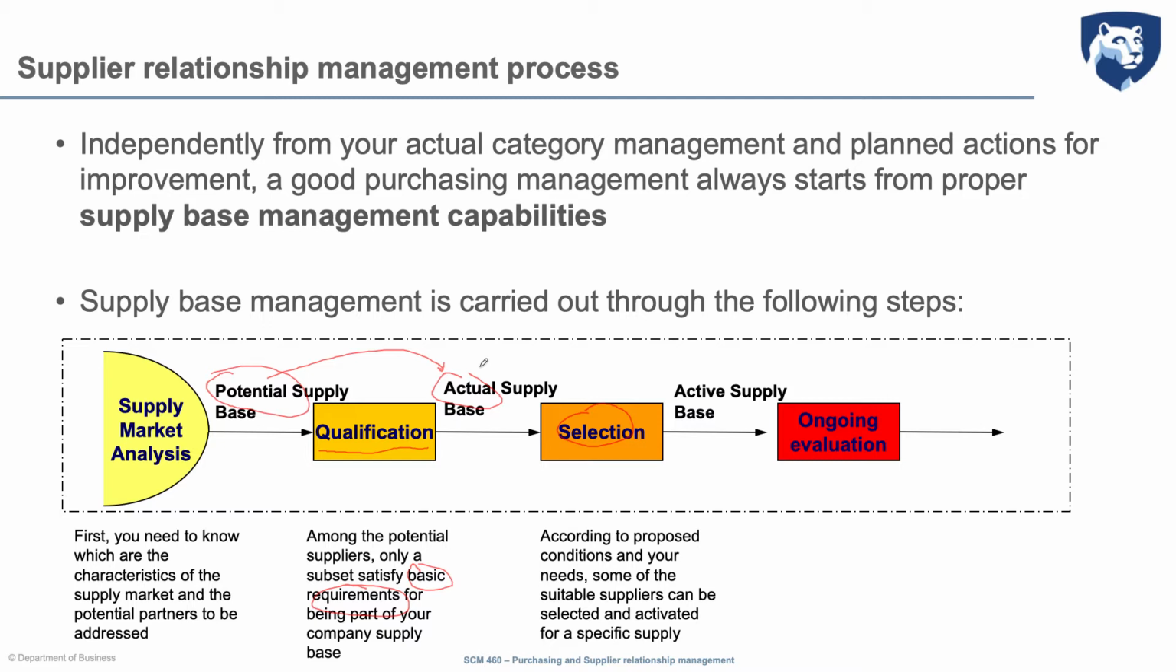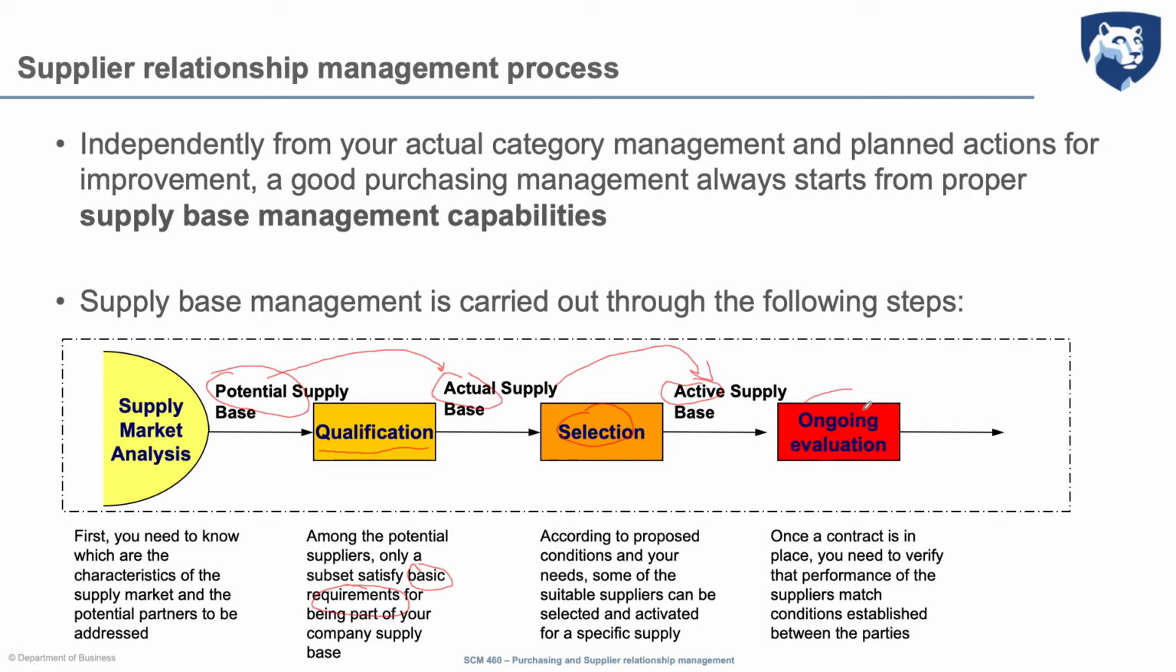From the actual supply base, I step through selection to the active supply base. So those suppliers have been selected and awarded a contract. Once a supplier is awarded a contract, of course I need to evaluate its performance, and in evaluating its performance through the ongoing evaluation, I put in place what is called control.